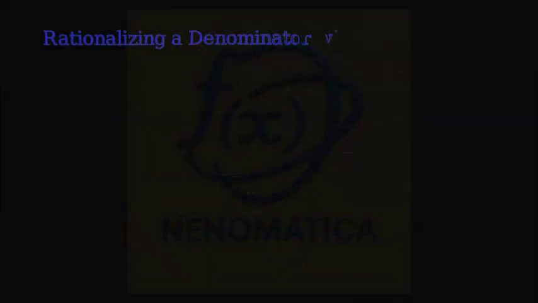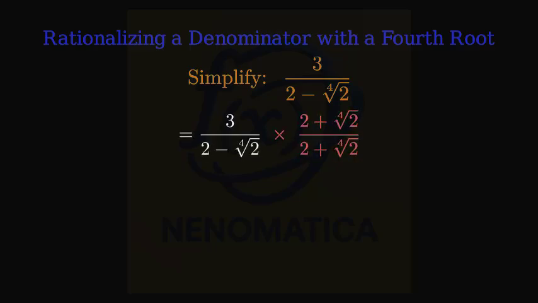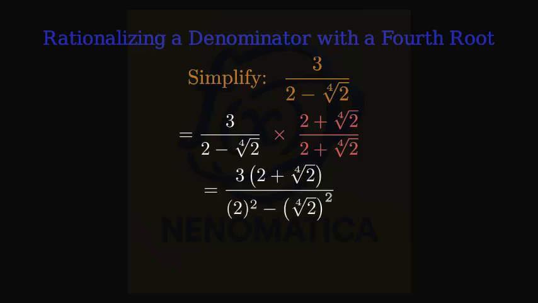In this lesson, we will rationalize the denominator of a fraction that contains a fourth root. Our goal is to follow a clean algorithm that uses conjugates twice. Here is the problem. 3 divided by 2 minus the fourth root of 2. Step 1. Multiply numerator and denominator by the conjugate of the denominator, 2 plus the fourth root of 2. This turns the denominator into a difference of squares.